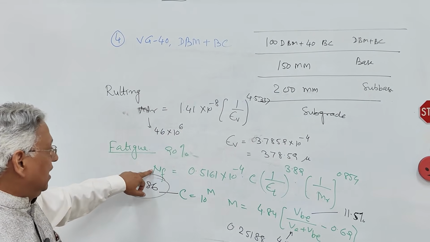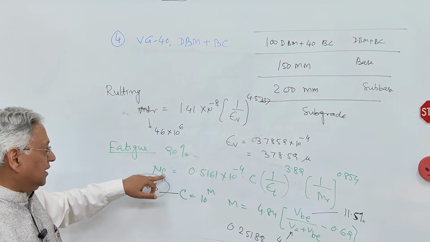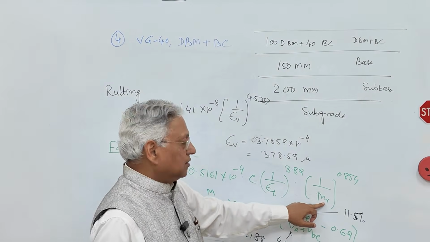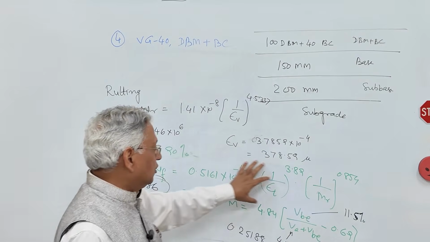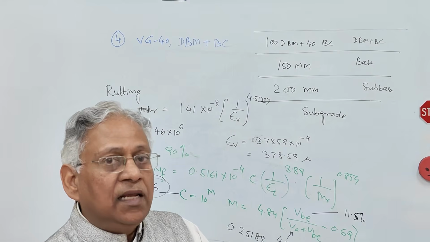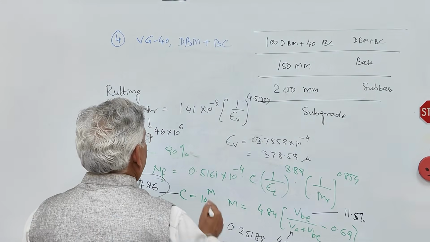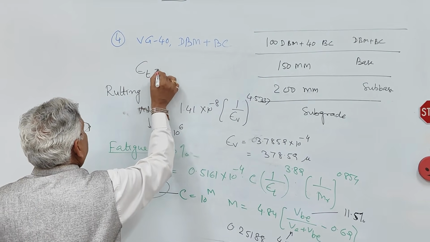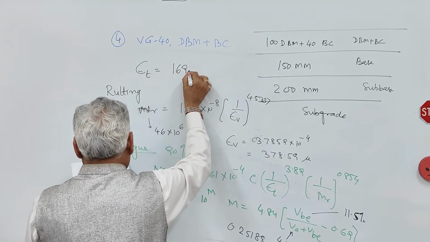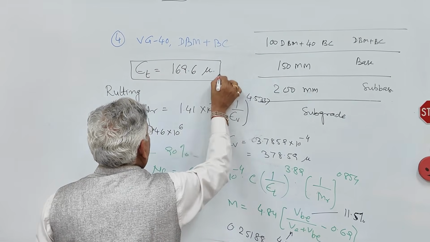Now here again, NF, number of cycles to failure, that is 46 into 10 power 6. C is now 1.786. MR is 3000. So using this equation, you calculate what is the epsilon T, tensile strain at the bottom of the bituminous layer. That will be the allowable strain. So this epsilon T is 169.6 micron. So now you have the allowable strain.